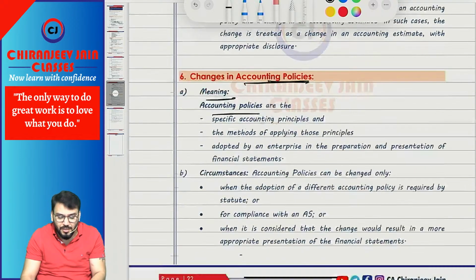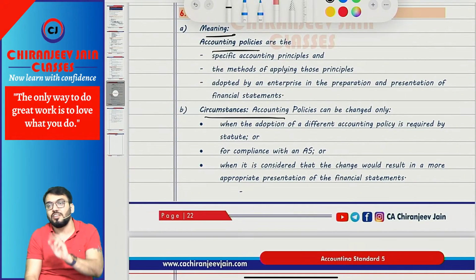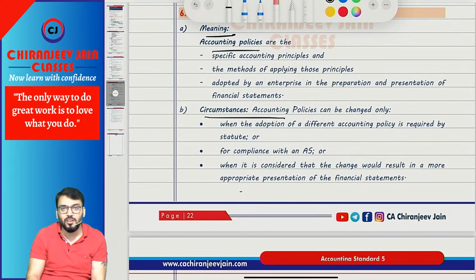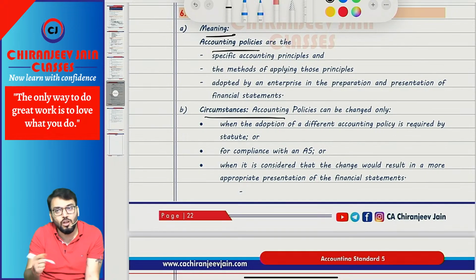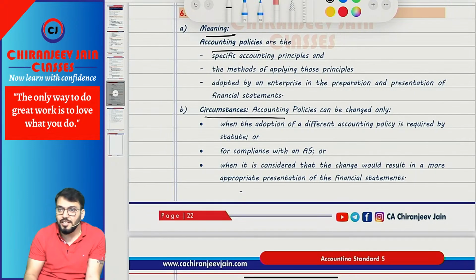Understood? Now the question is, can we change the accounting policy? Well, yes, under 3 circumstances. We can change our accounting policy. Yes, but under 3 circumstances. First, when changes are required by law, or when changes are required by accounting standard, or for any better presentation of financial statement.